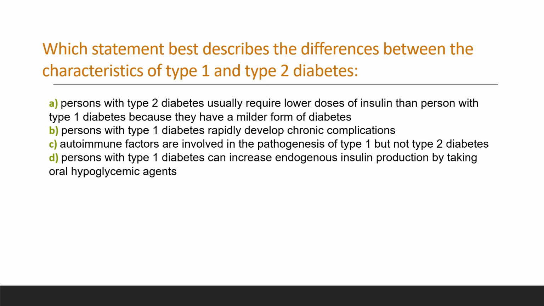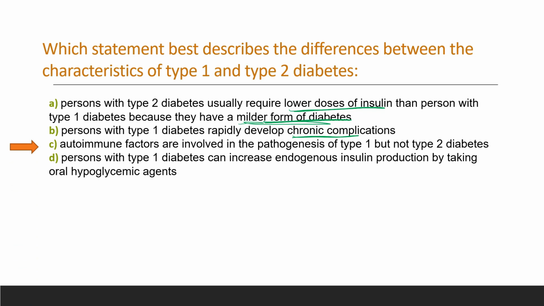First, the person with type 2 diabetes usually requires lower doses of insulin than the person with type 1 diabetes because they have a milder form of diabetes. Or option B, a person with type 1 diabetes rapidly develops chronic complications. Option C, autoimmune factors are involved in the pathogenesis of type 1 but not type 2 diabetes. Or option D, the person with type 1 diabetes can increase endogenous insulin production by taking oral hypoglycemic agents.